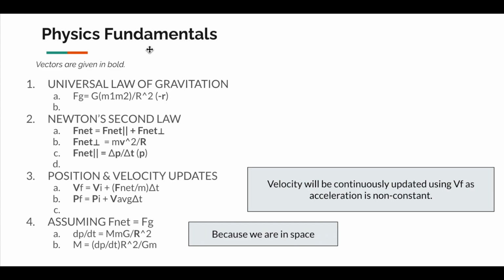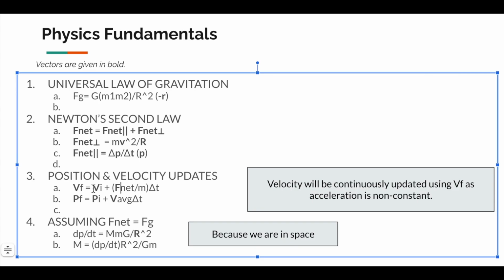Delving a little bit more into the physics fundamentals, here's the universal law of gravitation. As you can see, the position vector is negative to the force of gravity. We have Newton's second law decomposed into both the parallel components of Fnet and the perpendicular ones, where the perpendicular one, in this case, due to circular motion, is the centripetal force, and the parallel component of Fnet is the change in momentum over the change in time. By the way, the vectors are given in bold. And so we have our usual position and velocity updates, given here, the kinematics.